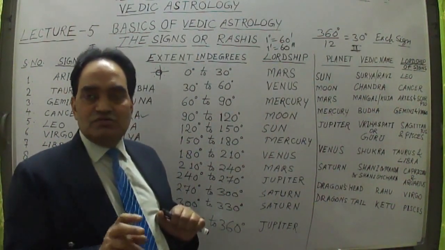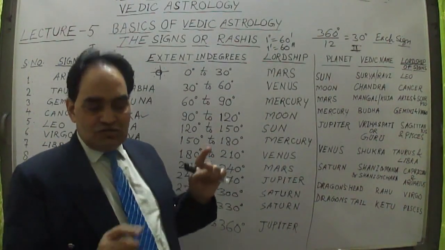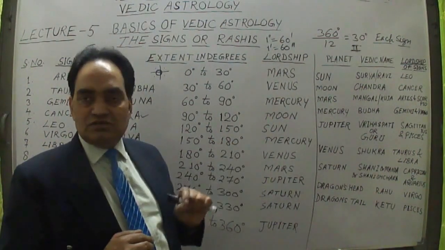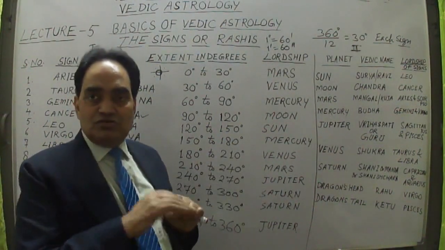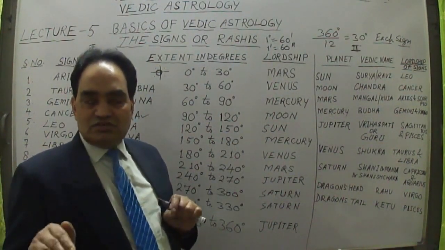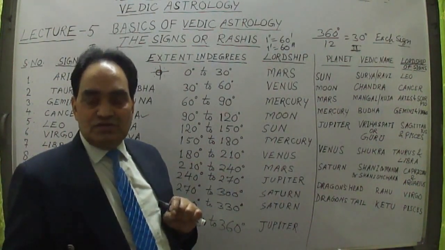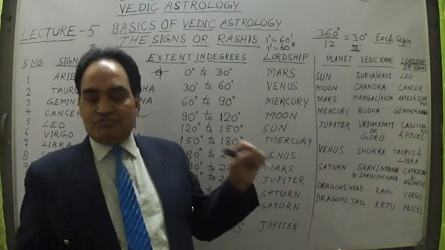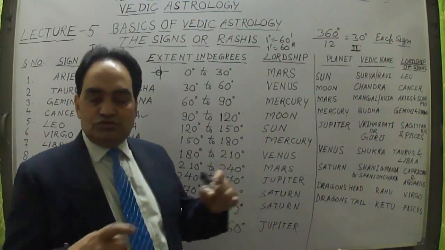Jyeshtha Nakshatra is found in the Scorpio sign. Both planets are opposite to each other. Saturn is going to Rohini Nakshatra, right? Rohini Nakshatra is found in Taurus sign, and Jyeshtha Nakshatra is found in the Scorpio sign. So Sun is in the Scorpio sign, and Saturn is in the Taurus sign. Both are opposite to each other.